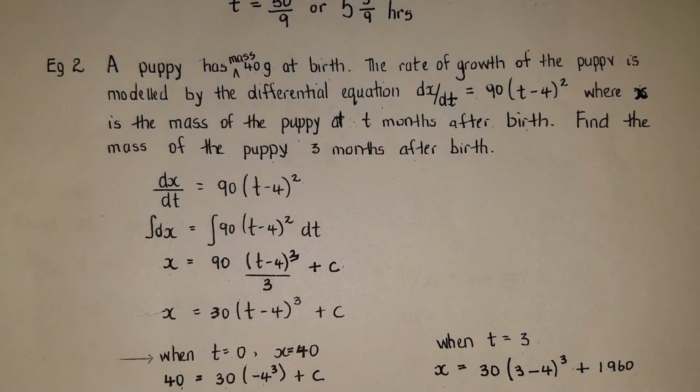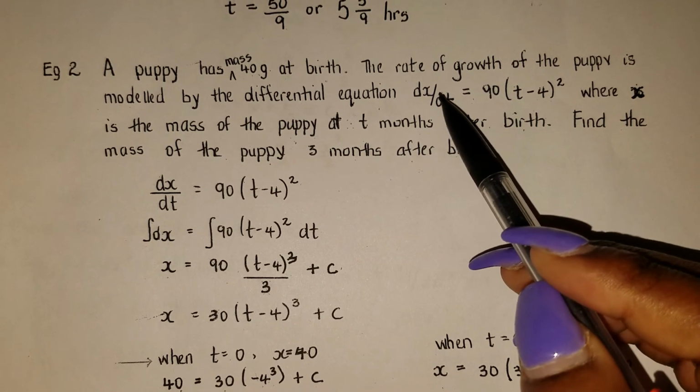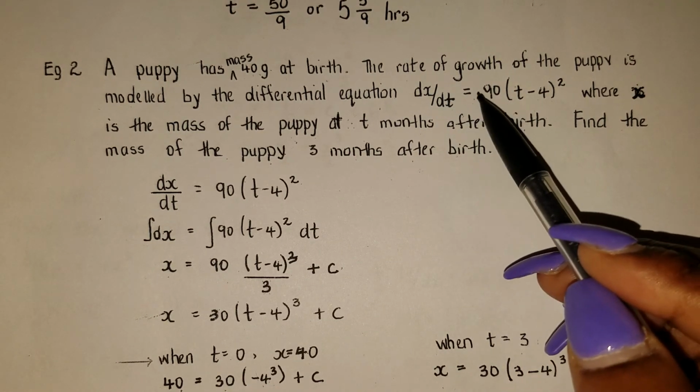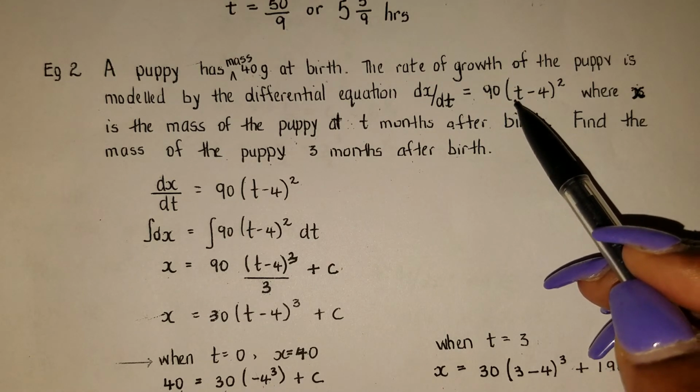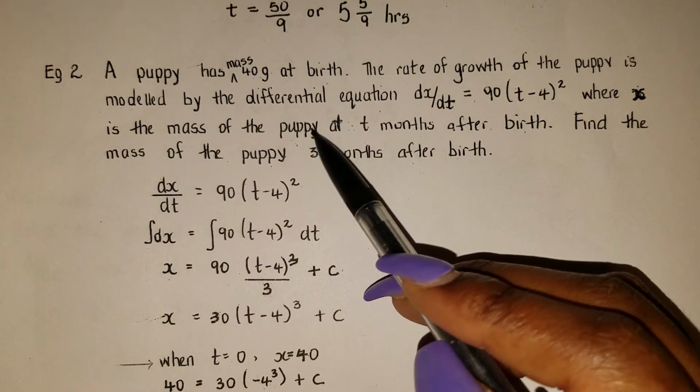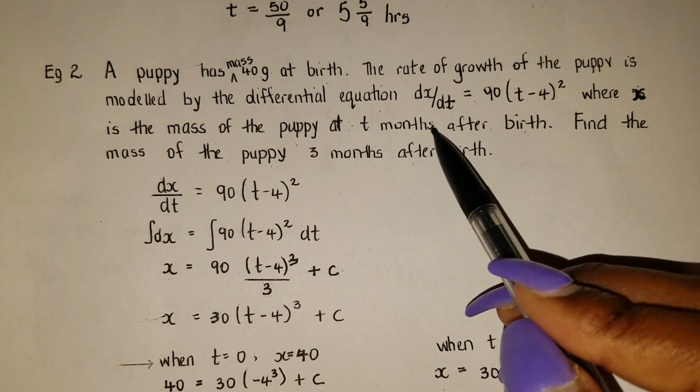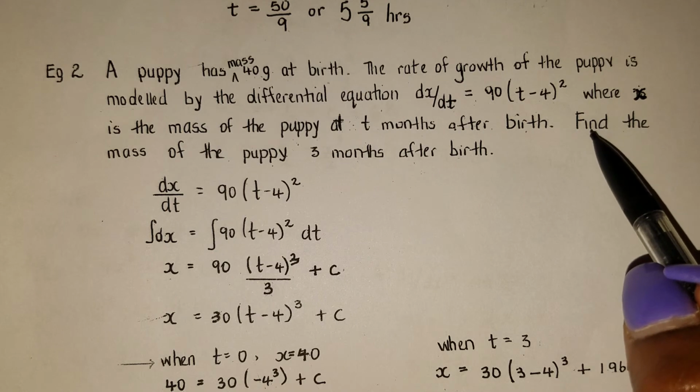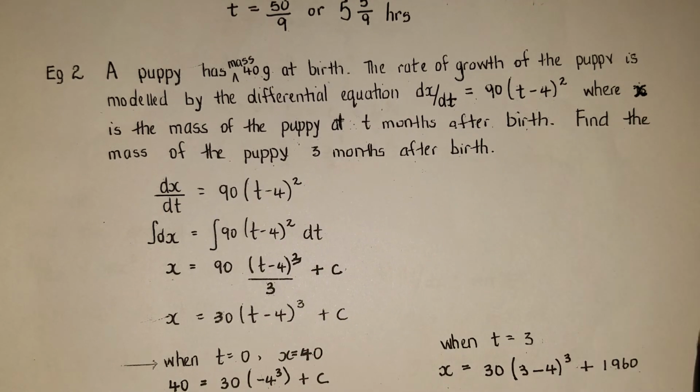In our second example, it says, a puppy has mass 40 grams at birth. The rate of growth of the puppy is modeled by the differential equation dx dt equals 90 times (t minus 4) all squared, where x is the mass of the puppy at t months after birth. Find the mass of the puppy 3 months after birth.